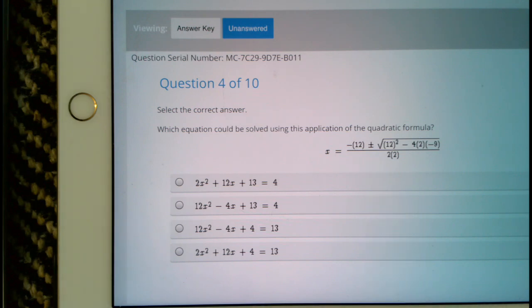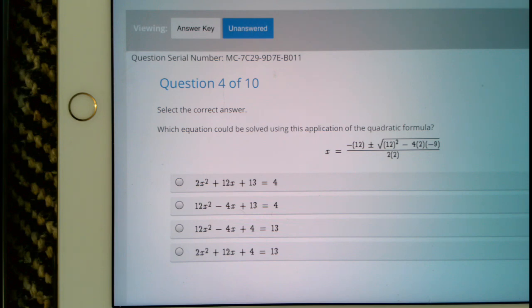So our middle value, and even though these equations aren't set equal to 0, what I can tell is that b is going to be 12 in this equation, and b is going to be 12 in this equation, but it's negative 4 here and it's negative 4 there. So we can narrow it down to the first choice or the last choice. And I am going to flip over to my paper here to identify.